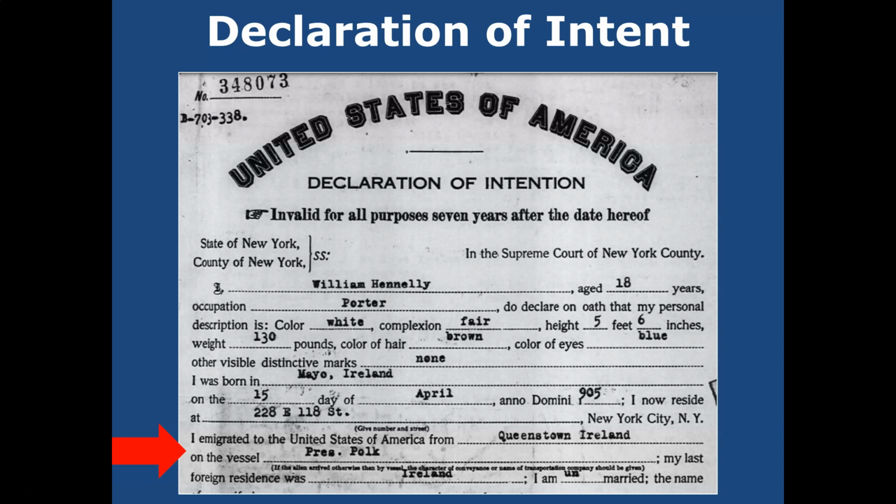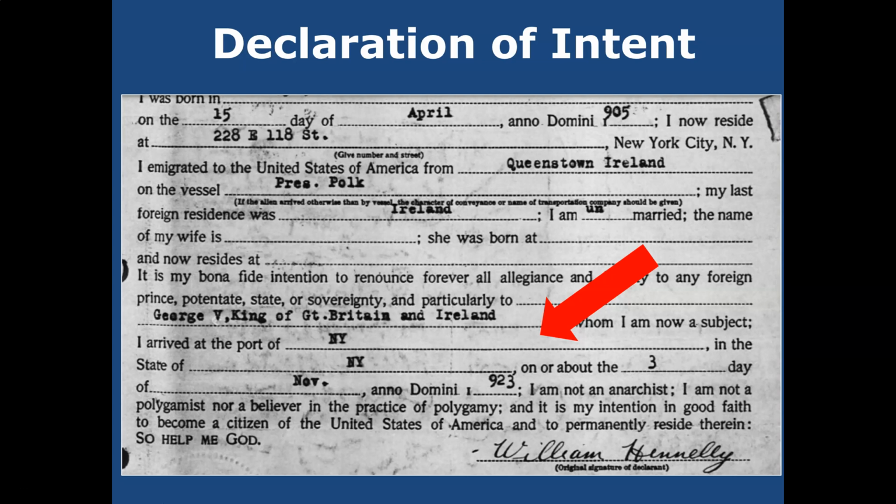And it gives his birth date. And it tells when he came to the U.S. It said that he came to America from Queenstown, Ireland on the vessel President Polk. This is the bottom half of the Declaration of Intent. And it says he arrived in the port of New York about the 3rd day of November 1923.